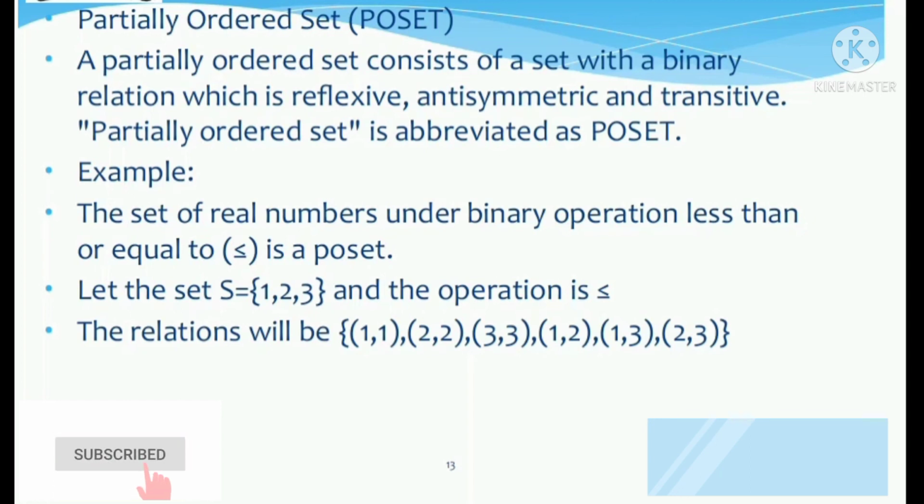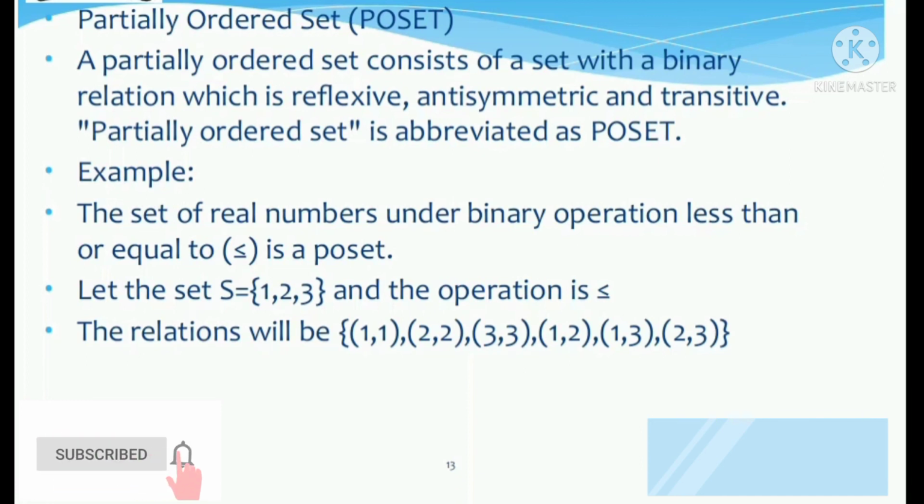So first point, a partially ordered set consists of a set with a binary relation which is reflexive, antisymmetric and transitive. The partially ordered set is abbreviated as a Poset. So there are 3 properties: reflexive, antisymmetric and transitive. For example, the set of real numbers under the binary operation less than or equal to is a Poset.